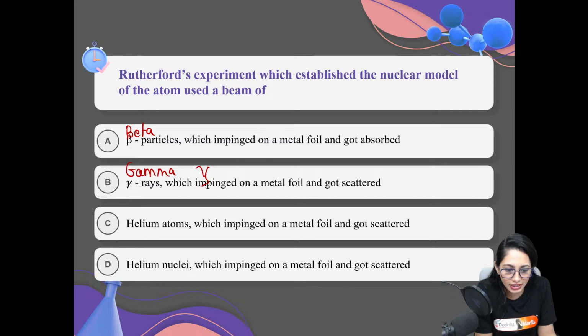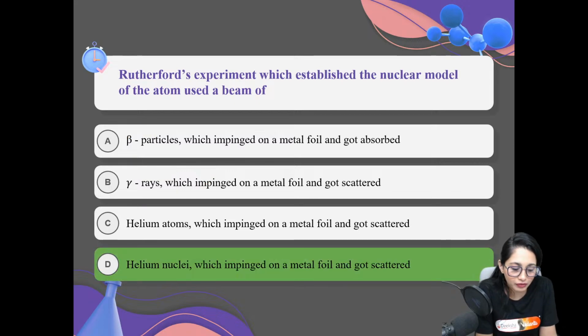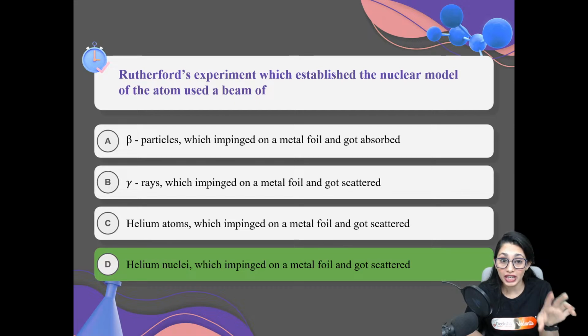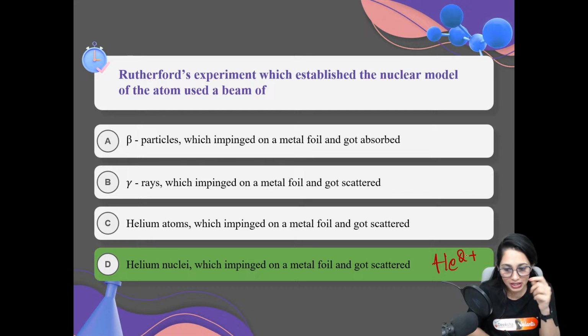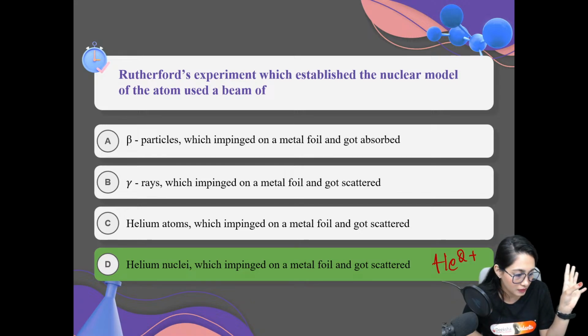Option D is the right answer. Helium nuclei. Absolutely right. Very good. So they would confuse you with this question. Okay, it is not helium atoms. It is helium nuclei. We are going to remove 2 electrons from helium atom. This is helium 2 plus, which means that 2 electrons are removed, which means that helium nuclei it is. It has only protons and neutrons. It doesn't have any electrons.